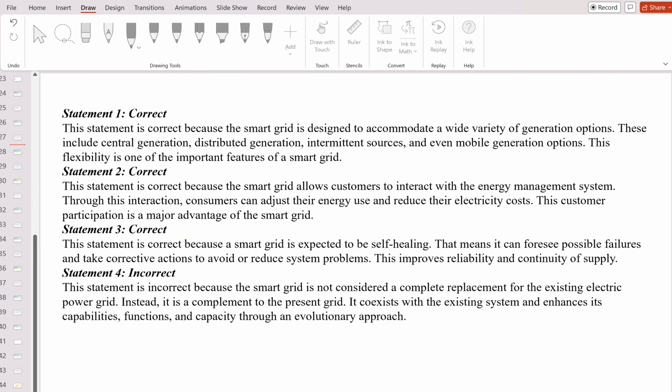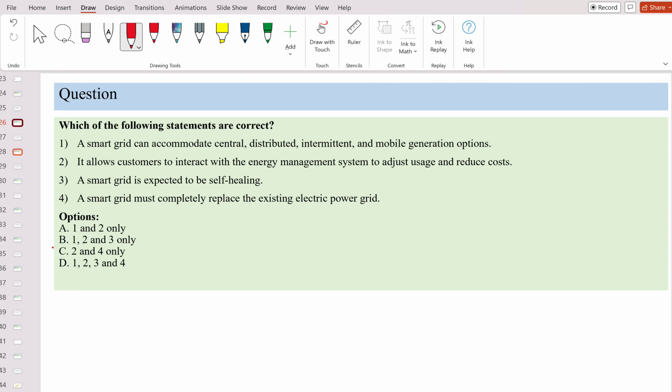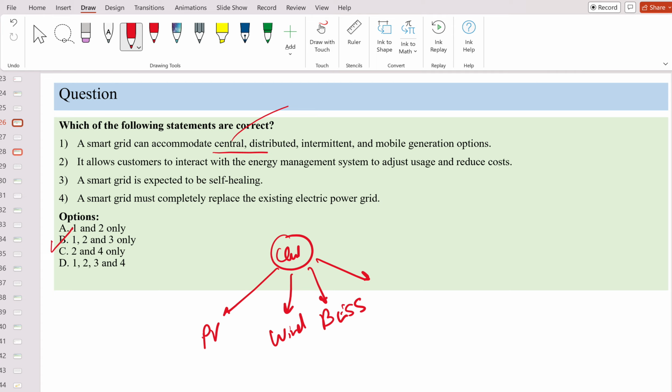The three statements are basically correct, so it's one, two, three. The first statement is correct because you can have a central distribution system; generation can be central, distributed, intermittent, and mobile. Central means you have a central system connected to different DERs, so you need a central system to monitor that. Suppose you have a PV plant, wind, a BESS, and a biomass plant. You need real-time monitoring and real-time centralized control of that.